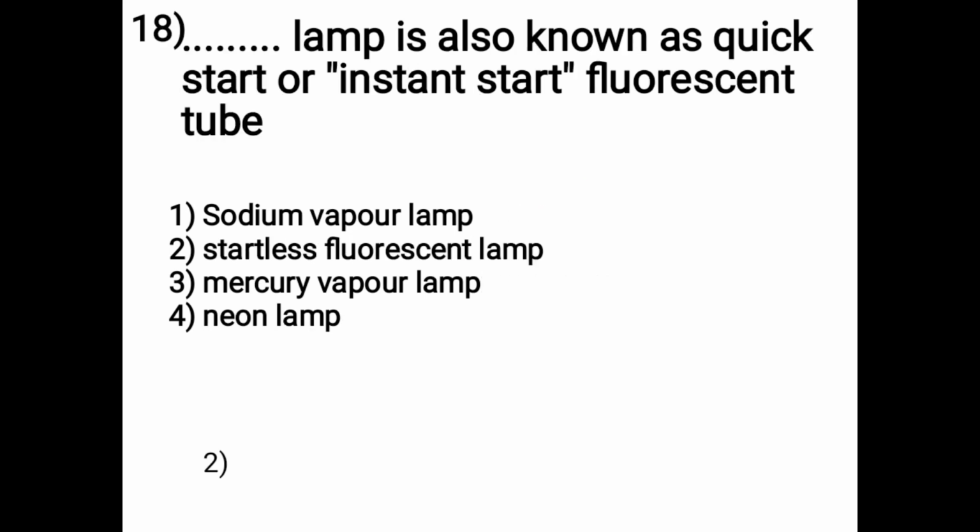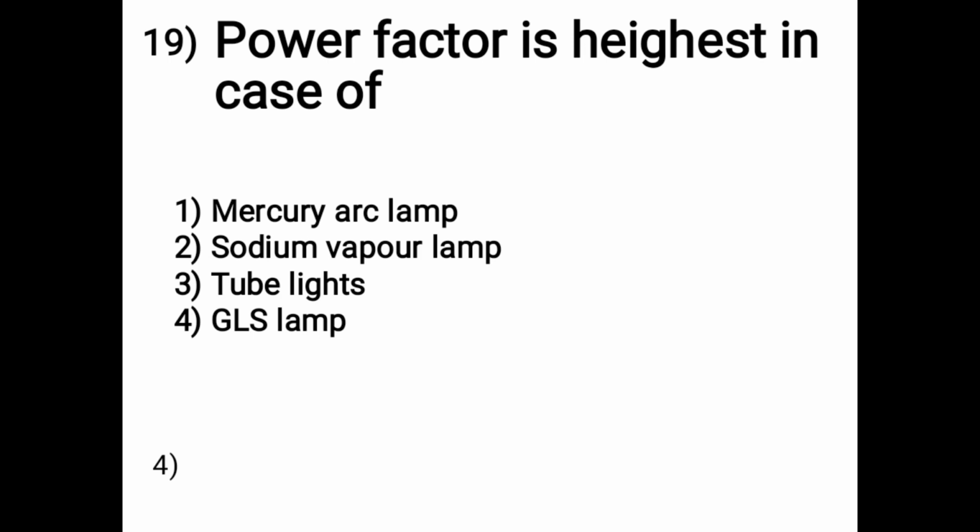Then next is, dash lamp is also known as quick start or instant start fluorescent tube. Sodium vapor lamp, startless fluorescent lamp, mercury vapor lamp, neon lamp. So our answer is 2, startless fluorescent lamp. Then power factor is highest in case of which? Mercury arc lamp, sodium vapor lamp, tubelight, or GLS. So our answer is GLS. Power factor is highest in case of GLS.